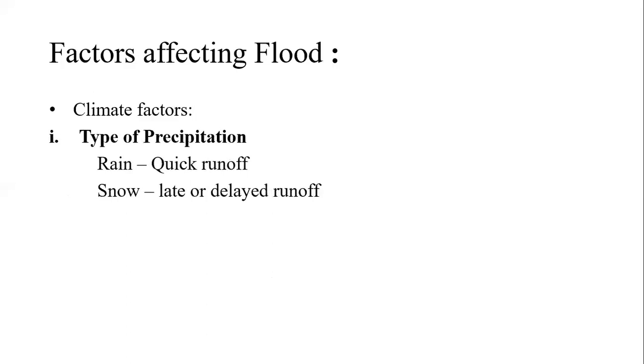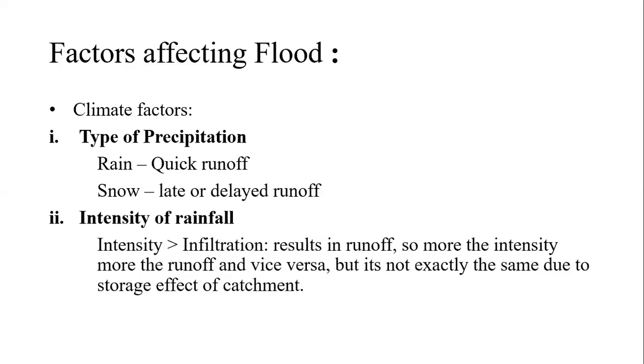First, type of precipitation. If rainfall is there, in that case there will be quick runoff and a quick response to the flood. If snowfall is there, then there will be delayed runoff and a delayed flood. Then intensity of the rainfall. If the intensity is more than infiltration, there will be runoff, and if it continues, in that case there will be a flood condition. It means that if higher intensity rainfall continues for a longer duration, there will be a flood condition. And vice versa, if lower intensity rainfall for less time, there will be no flood or less chance of flood.